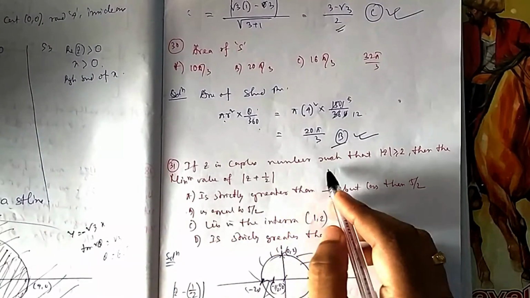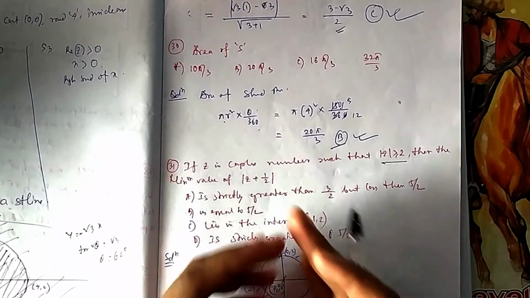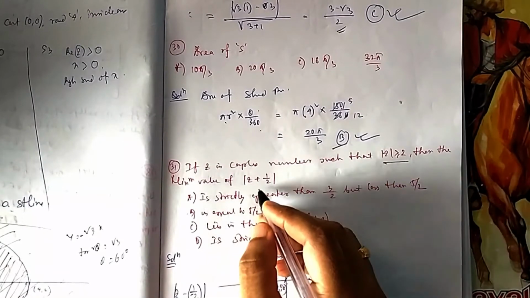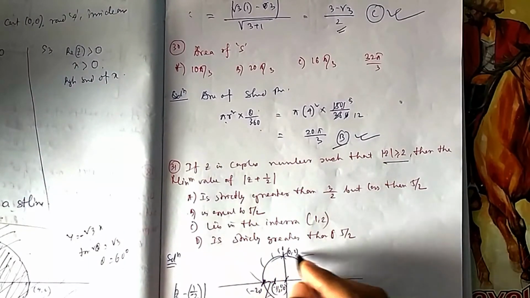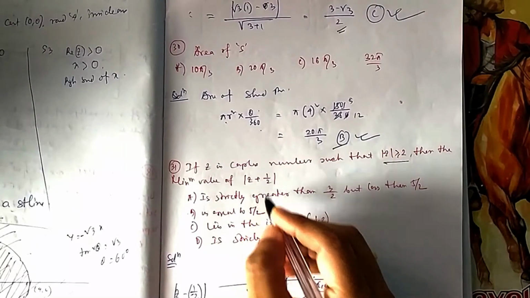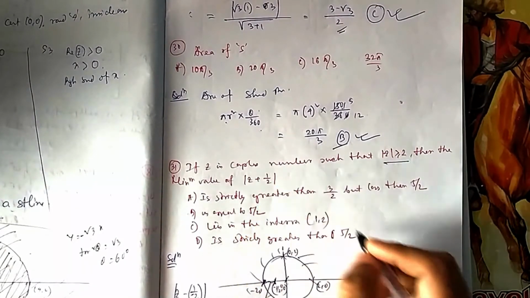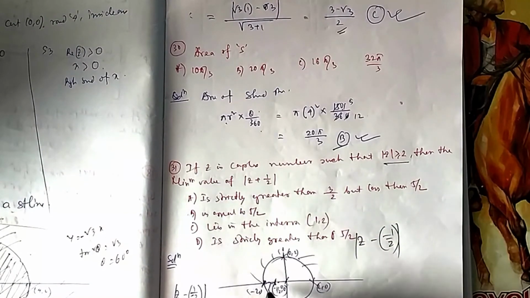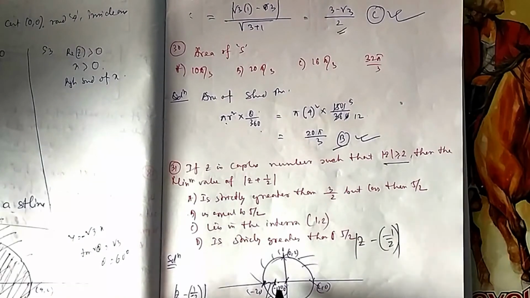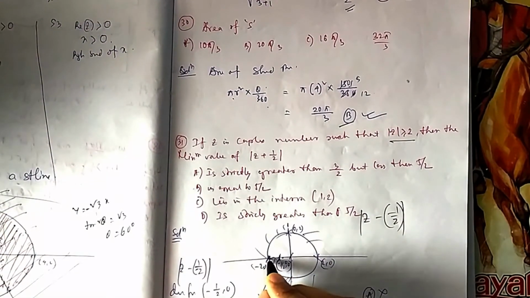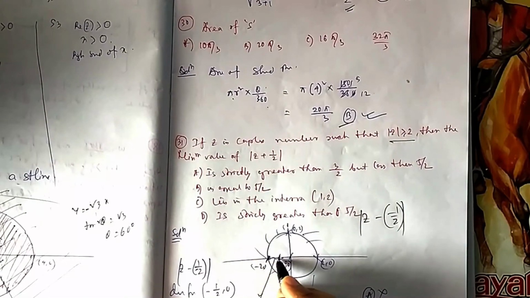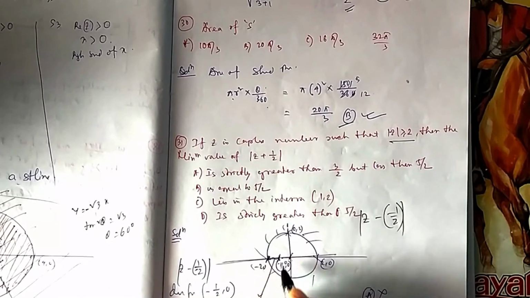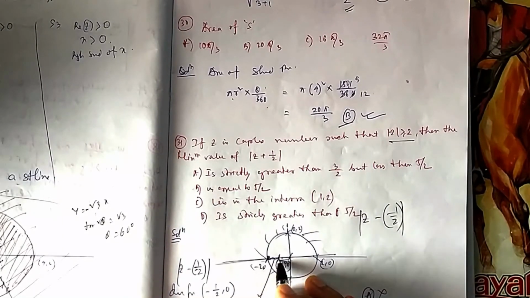Okay, now if you see the complex number such that mod z is greater than 2, that means it is outside the circle with center at 0, 0 and radius 2. Then the minimum value of the distance between z and minus half: z can be anywhere outside the circle, and the minimum distance between z and minus half comma 0. So minus half is here. What is the minimum distance that can be had? This is the minimum distance. If your z is here, then this is the minimum distance. Anywhere z will be, the minimum distance is always on the normal. So what is this distance? 2 minus half. This is 2, this is half, so it is 3 by 2.